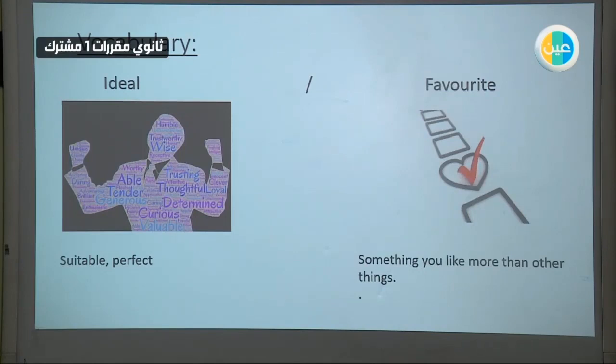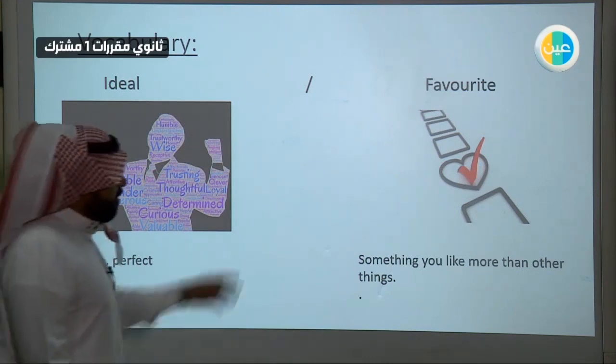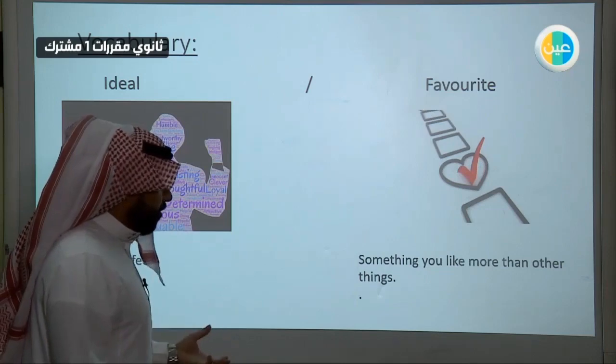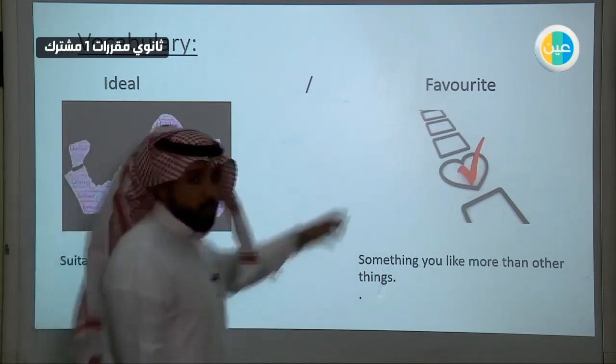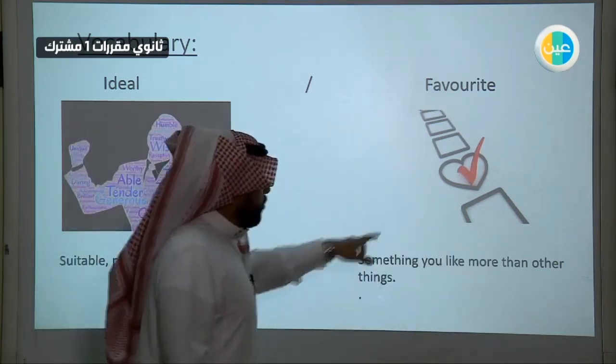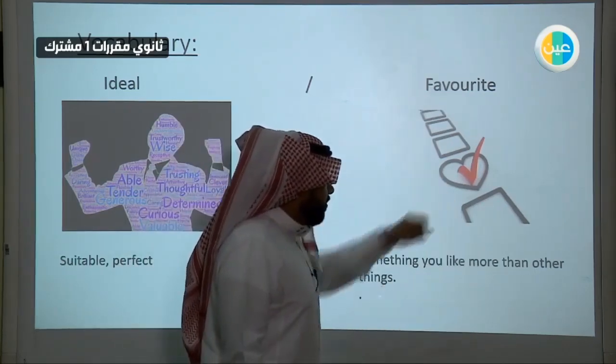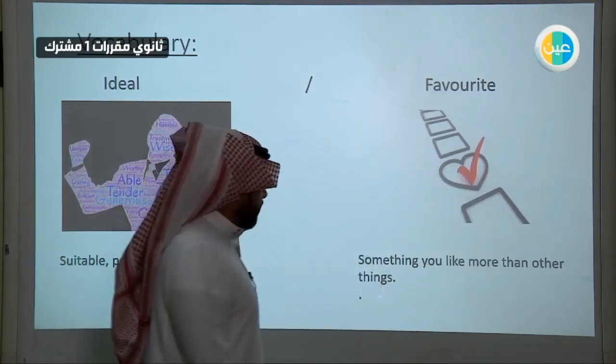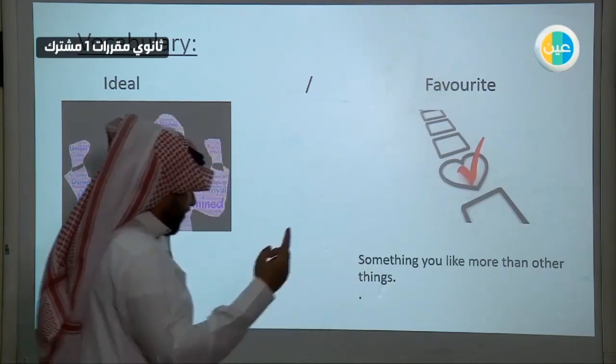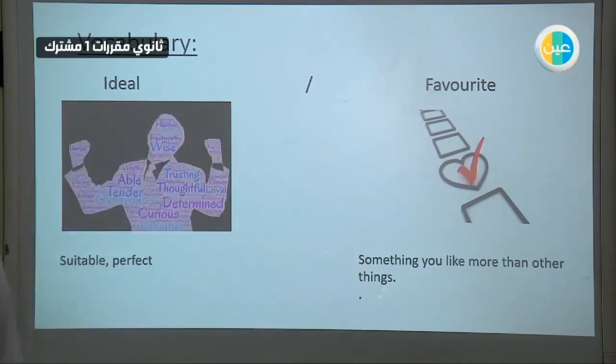The last two words here, ideal and favorite. Ideal, it's about something suitable and perfect, something perfect. Favorite, it's something you like more than other things. So if we have these things, but you like this heart, this is your favorite. This is your favorite, when you like one thing more than other things.